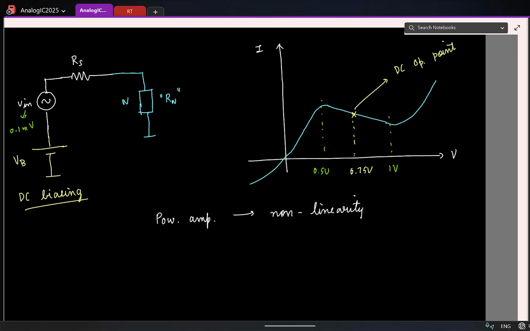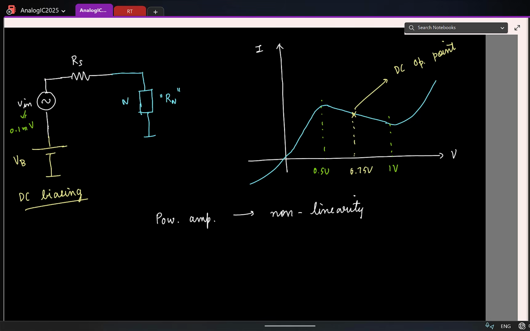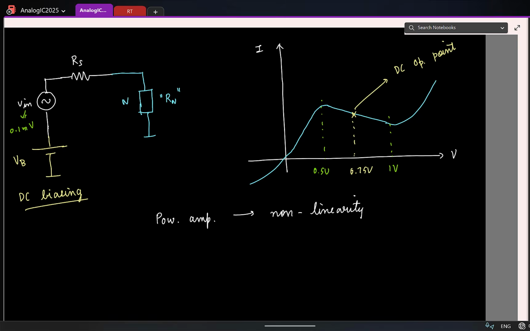Also remember that this non-linear device alone is not sufficient, because I could not directly connect the source to the circuit like this. So what is the additional thing I needed to have? I cannot directly connect the signal and give it to this, right? What was the additional thing we added? The DC bias source or the battery. So non-linearity alone is not sufficient. Along with that, you add some kind of a DC battery. I'll say DC source.